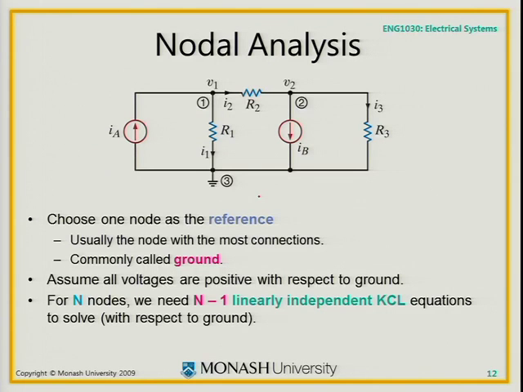We choose one node as a reference, usually the node with the most connections, but often we just choose the one on the bottom. Doesn't really matter, but choose one as the reference. We just say what their voltages are: V1, V2, V3. Could be positive or negative with respect to ground. If we have n nodes in the circuit, one of them is going to be ground, and we're going to do Kirchhoff's current law at all the rest. So we'll do n minus 1 Kirchhoff current law equations in the n minus 1 node voltages. And we can solve those. Then we'll know everything we need to about the circuit.